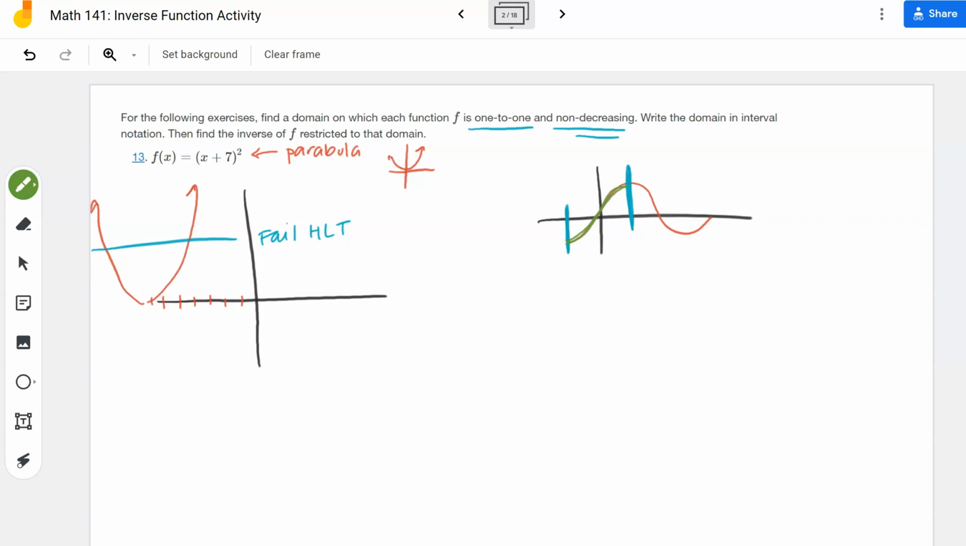So same thing here. We can chop this thing in half where the problems are, at x equal to negative 7, but we only want the non-decreasing side because that's just what the book has said. And so in that case, we need every x greater than negative 7. We can go ahead and include it, in fact, because it doesn't hurt us to. So we're going to say from negative 7 to infinity. That's the domain that we're going to have as our restriction.